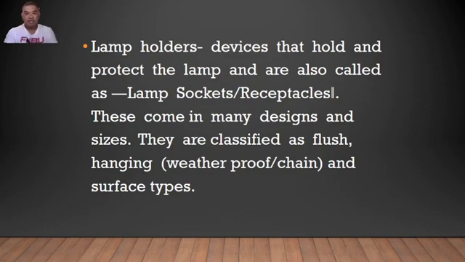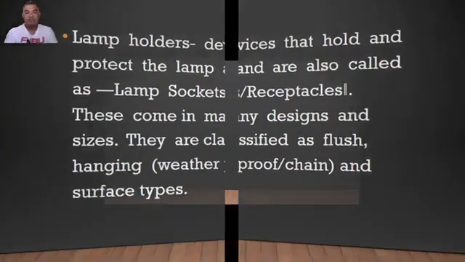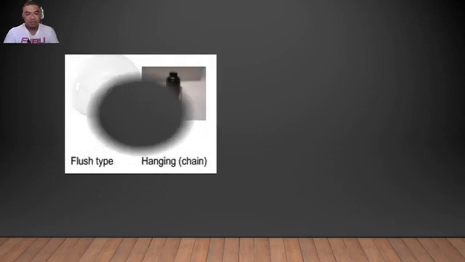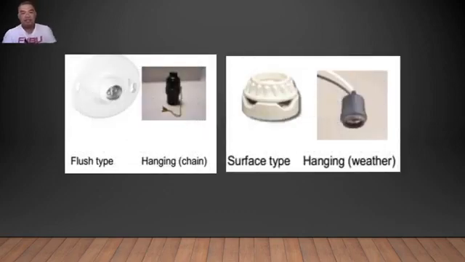If we have a lamp, especially a lamp in the form of a bulb, we need to have lamp holders or lamp sockets, or the other term for that is lamp receptacles, for us to be able to supply electricity to our bulb, and also to hold our bulb and protect it from weather or from damage. So these are the different types of lamp holders. First we have the flush type. Then we have the hanging chain, as you can see we have a chain here, the surface type, then hanging weatherproof.